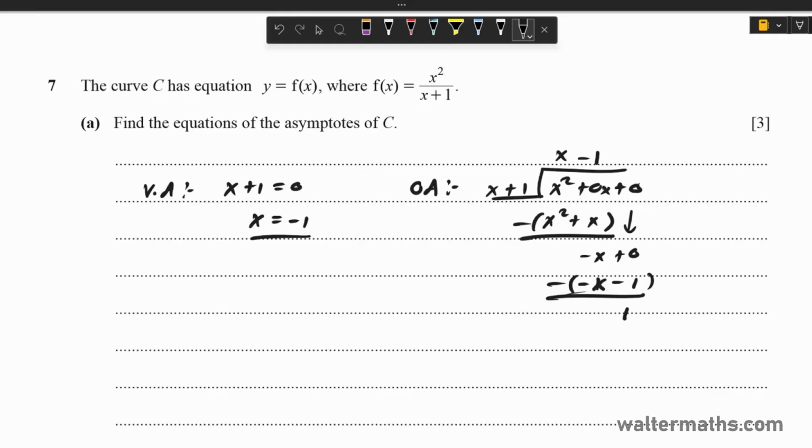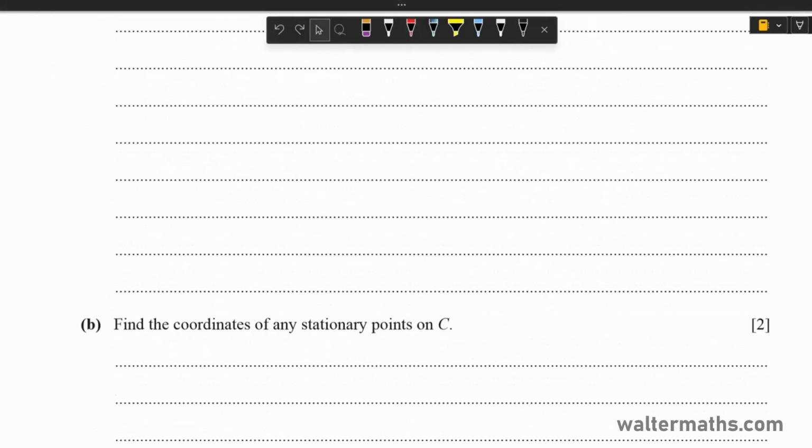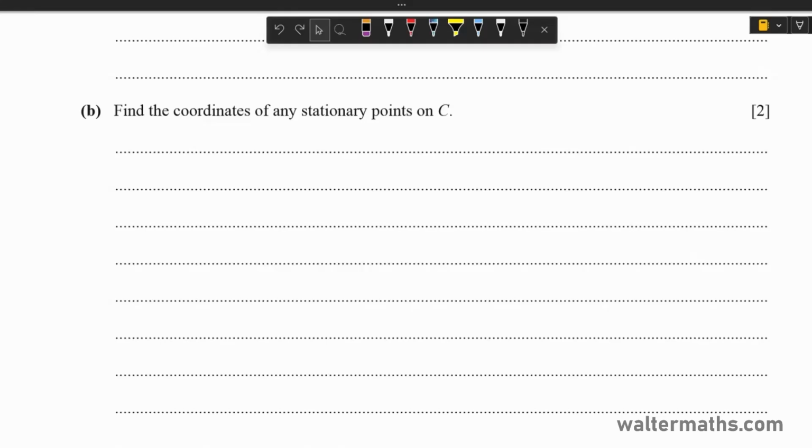But what we're concerned with is the quotient, which we got here. So therefore, the oblique asymptote is y is equal to x minus 1. So these are the asymptotes. X equals to minus 1 and y is equal to x minus 1. Let's move on to the next part. They say here, find the coordinates of any stationary points on C.